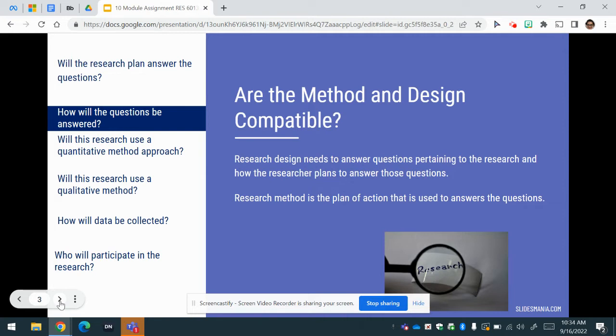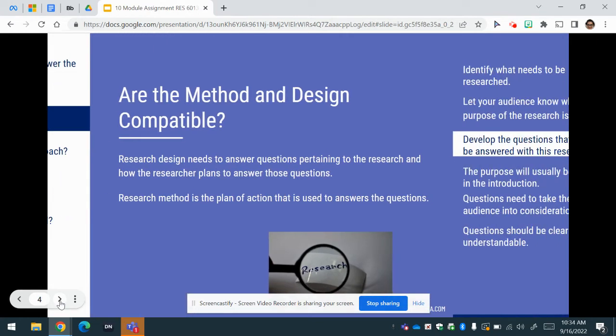So, will the research plan answer the questions? All these things to be considered. How will the questions be answered? Are we going to use a quantitative or a qualitative method? How are we going to be collecting our data? And who will participate in this research?